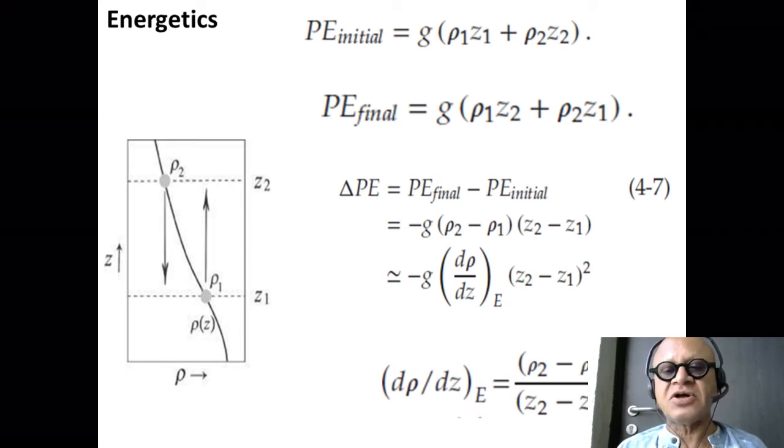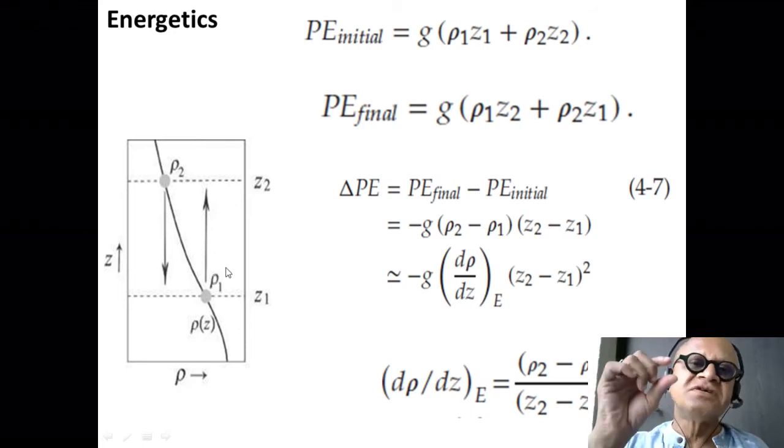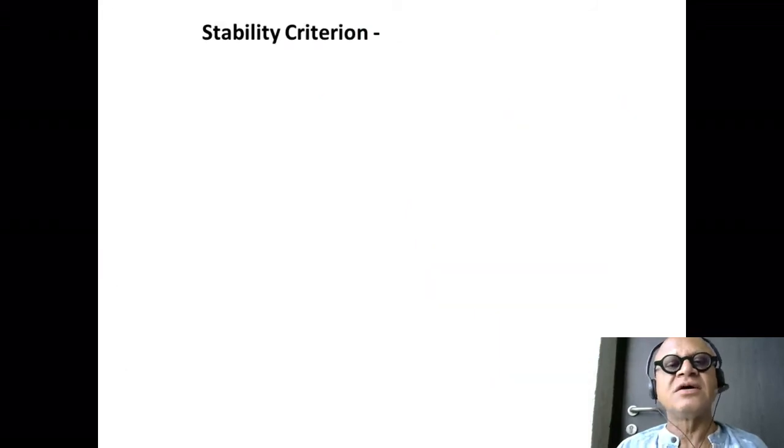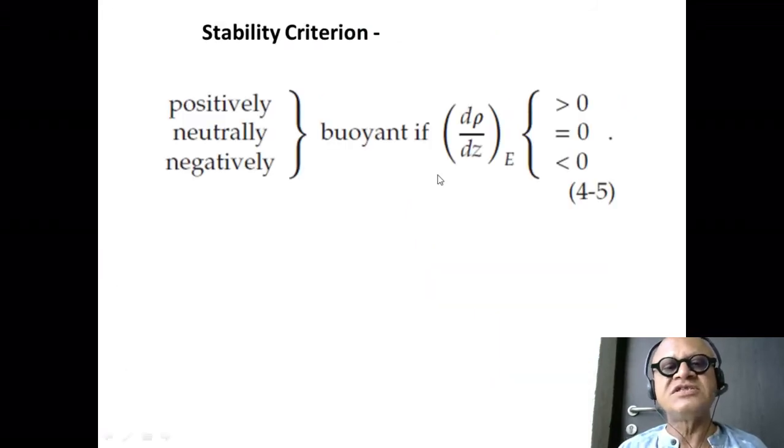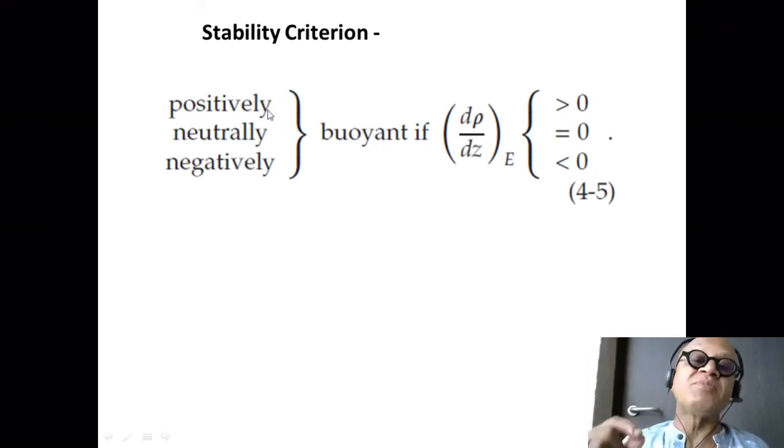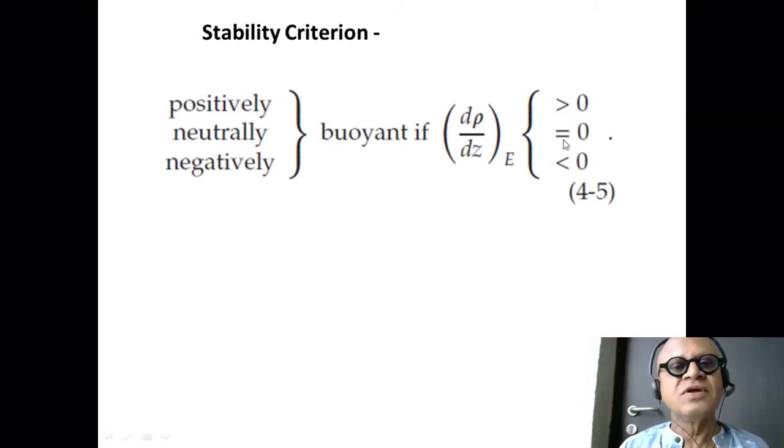The question then is based on the density gradient, which can be written as (rho2 minus rho1) over (z2 minus z1), assuming a small enough displacement. The stability criteria was that if d rho dz is positive, then the parcel that's moved up will be positively buoyant, which means you move it up, it's still less buoyant than the surrounding, so it'll keep moving. Whereas if d rho dz is 0, then you can displace it and nothing happens. If d rho dz is less than 0, as in our case, then it is negatively buoyant, right? So move it up, it's negatively buoyant, so it'll come back.